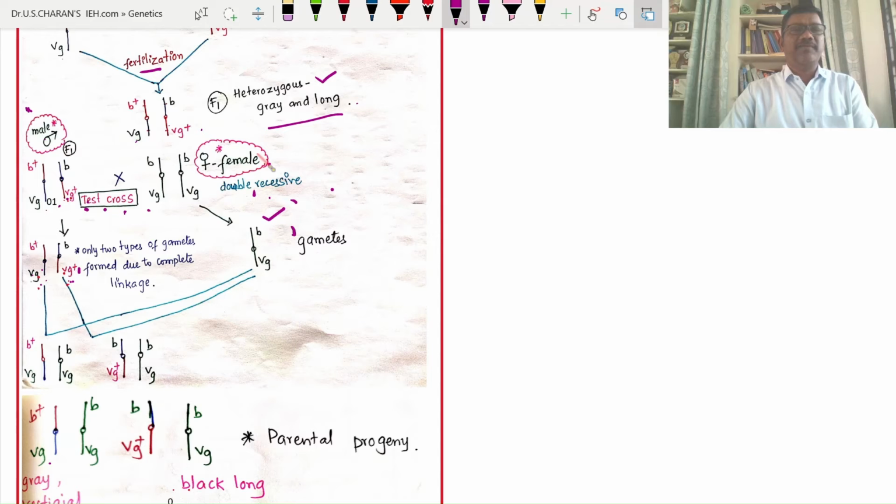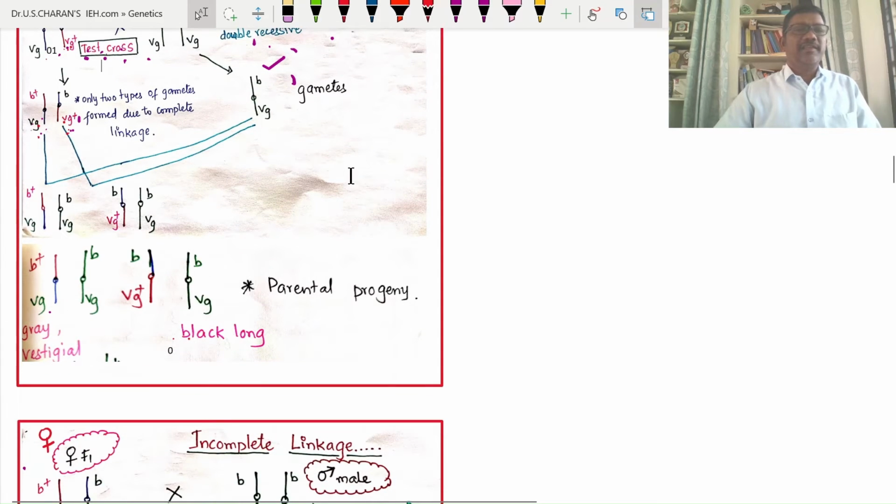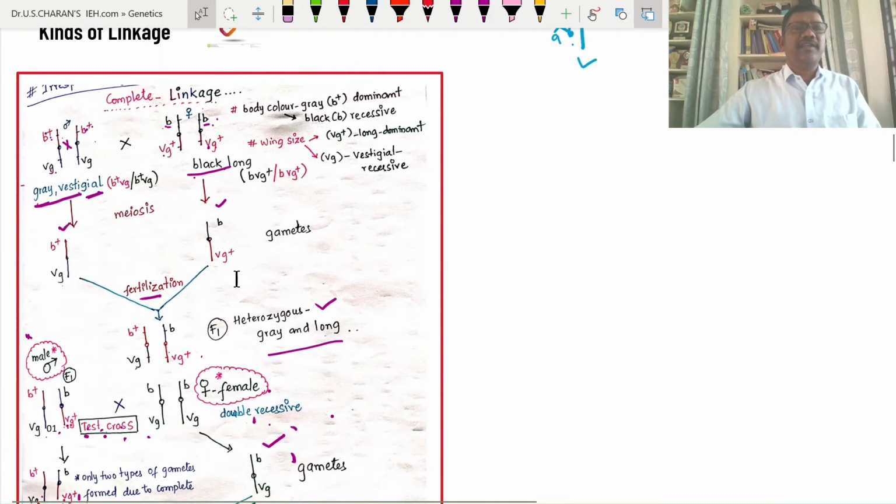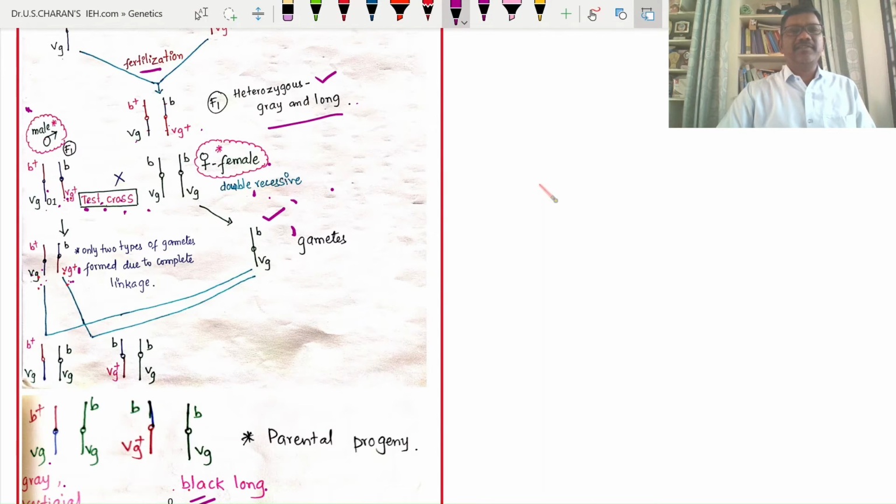But what they got in this experiment is, finally, only two types of phenotypes and genotypes in the next generation. Those are grey vestigial and black long. Grey vestigial and black long are the parental progeny actually. When the F1 dihybrid is test crossed with the double recessive parent, they form only parental progenies, meaning there is no crossing over between these chromosomes.